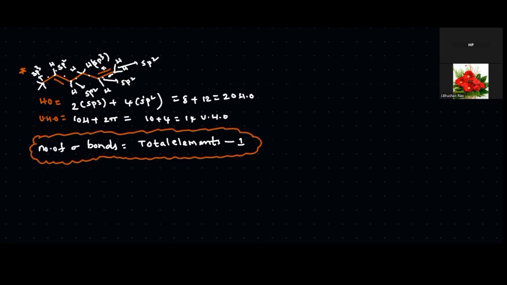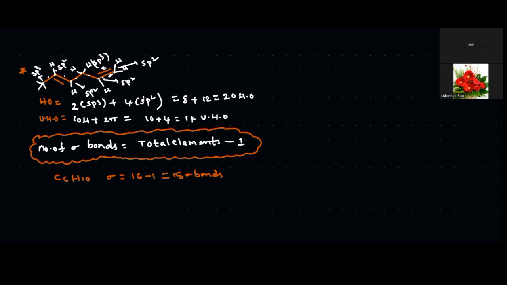Now just identify the number of carbon atoms: 1, 2, 3, 4, 5, 6 carbon atoms, that is C6. Next, hydrogens: just now we counted 10. So the formula is C6H10. The total number of elements in the given molecule is 6 plus 10, 16. So the number of sigma bonds equals 16 minus 1. You will get 15 sigma bonds. Number of sigma bonds equals total elements minus 1.